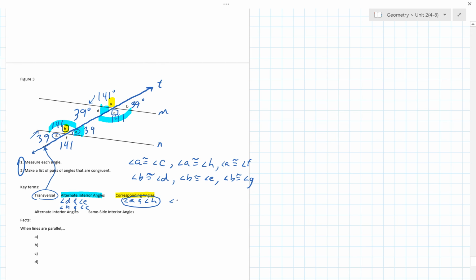Okay, so I'm going to look at angle B. Angle B is the top right out of these four angles, A, B, C, D. So top right here is angle E. So B and E are both in the same relative position. So B and E are corresponding angles. So there's another pair. Look at angle C. Angle C is in the lower right position. Lower right position down here is angle F. So angle C is in the same position as angle F. They are both lower right. So those are corresponding angles.